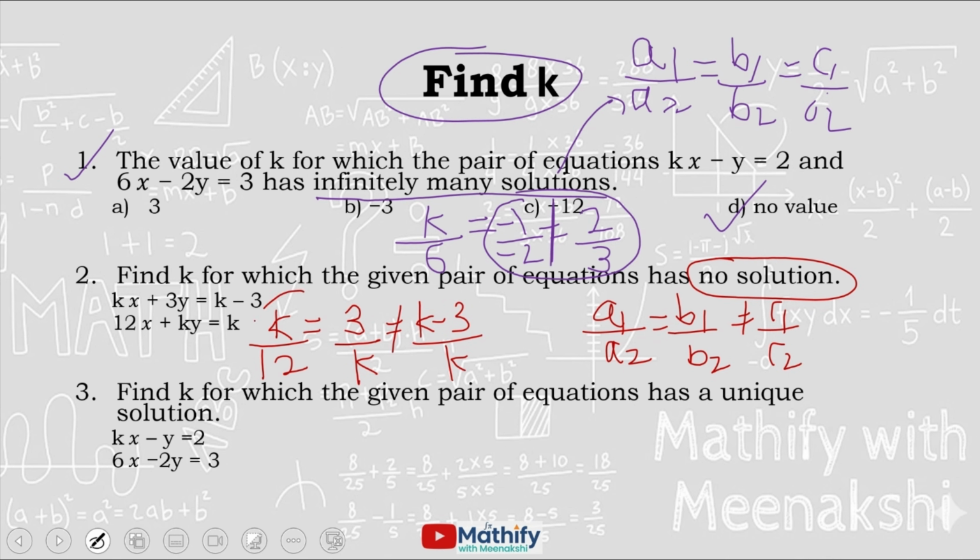Now what do we have to do here? First you will solve the first and second ratios. So you can do cross multiplication. k squared is equal to 36. Now when k squared is equal to 36, that means your k can be plus or minus 6.